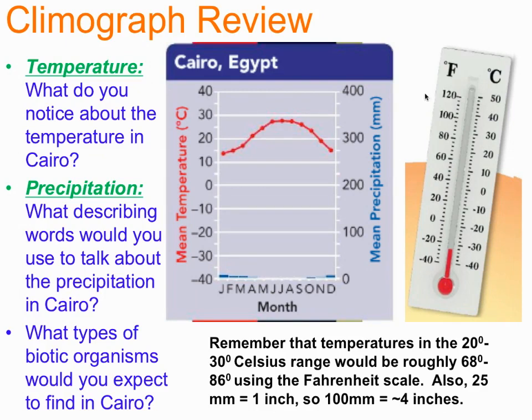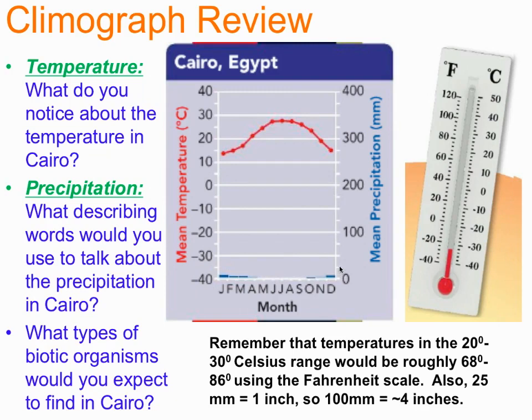Precipitation. What describing words would you use to talk about the precipitation in Cairo? Really quickly, and this is the beauty of a climograph, I can look at the data points, and I can especially look at the precipitation. These blue bars, they're almost non-existent. So the main describing word that comes into my mind is dry. These bars are very, very low.